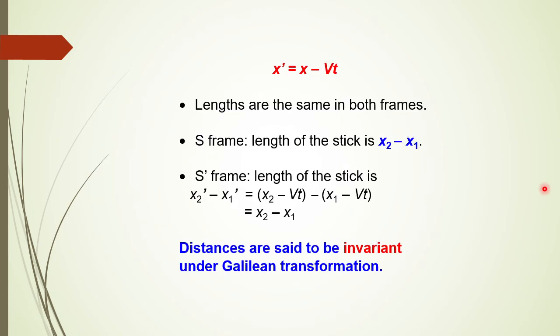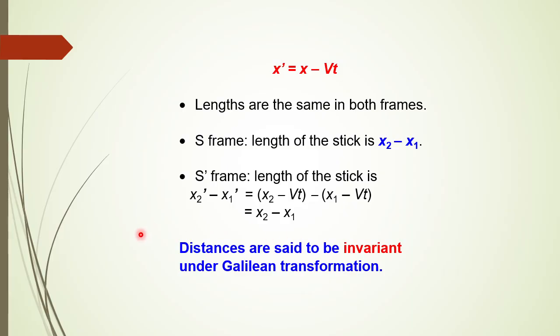Aside on certain physical properties: if we measure length in both frames, they'll be the same. Let's say we have the length of a stick. The length of the stick will be x2 minus x1 in the S frame. That's how we measure length: use a ruler, measure x2, measure x1, subtract. In the S prime frame, it'll be x2 prime minus x1 prime. Let's check that you get the same length. We substitute x2 prime as x2 minus vt and x1 prime as x1 minus vt. You see the vt's cancel out and you get back x2 minus x1. So length remains unchanged regardless of whether you're measuring in the S frame or the moving S prime frame.